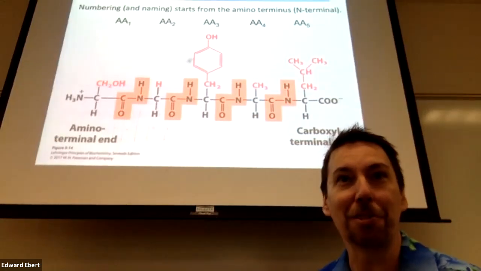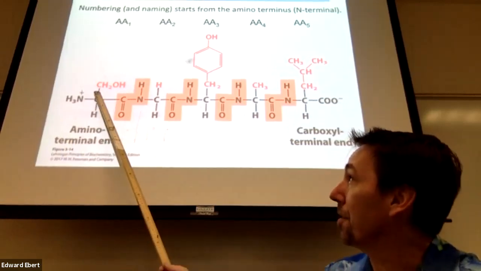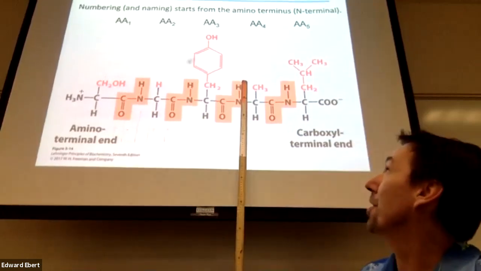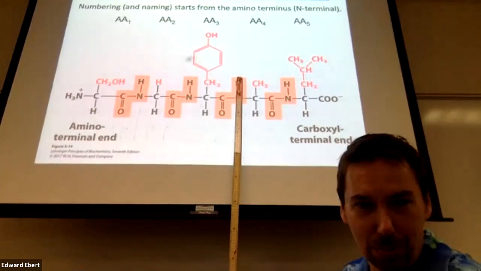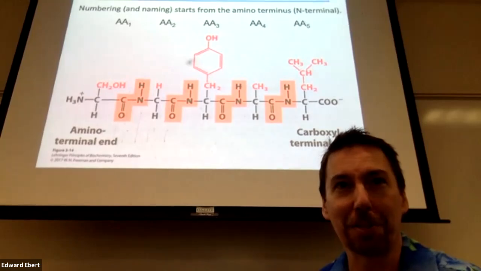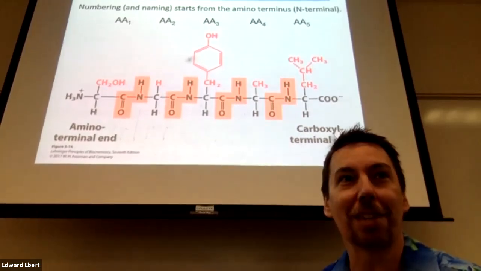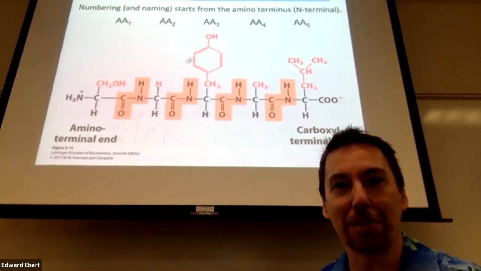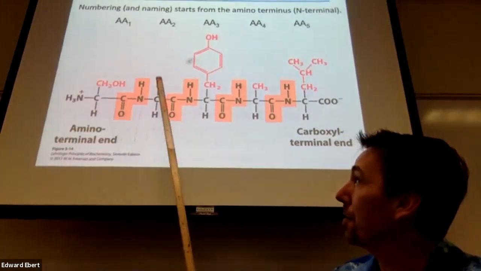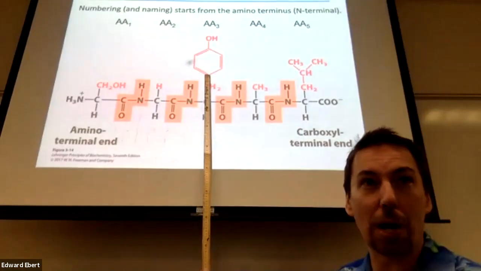I could use 3-letter abbreviations and call it SER-GLY-TYR-ALA-LEU. That's still a lot of letters, but it tells me exactly what each one is. But this is also why our proteins have 1-letter abbreviations. So I would call this serine, S, G, tyrosine's 1-letter abbreviation is Y.